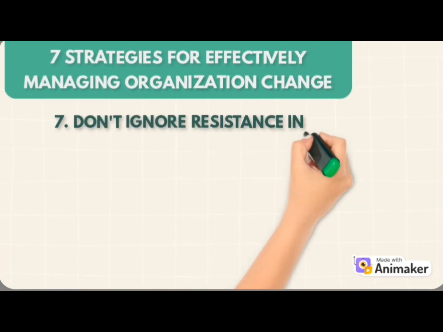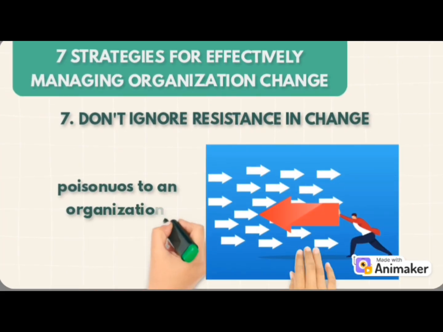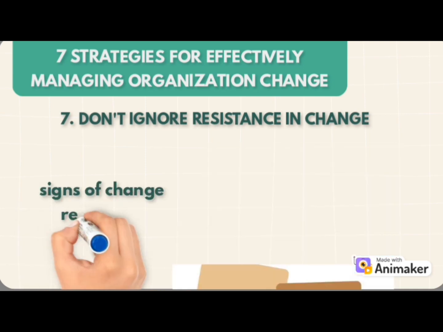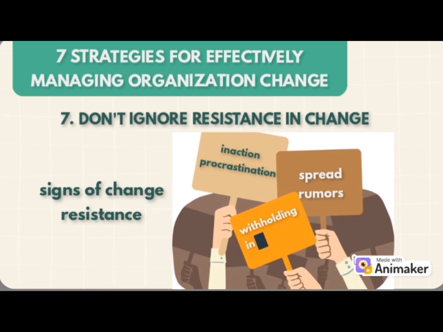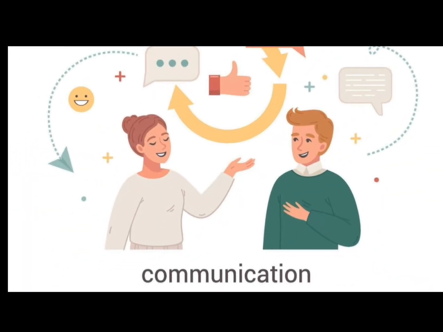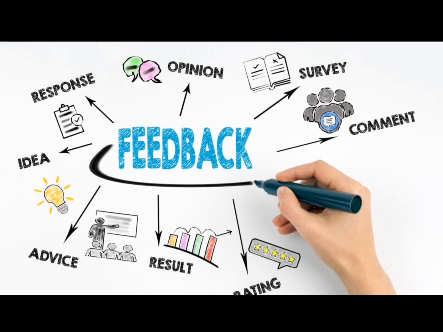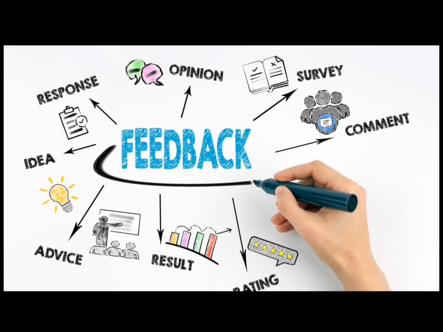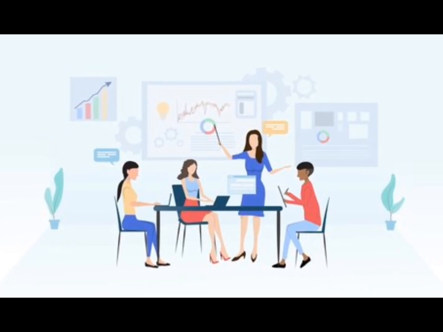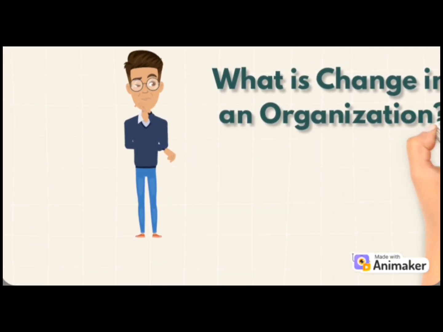Don't ignore resistance to change. Change resistance is poisonous to an organization's transformation. Resistance is much easier to address when it's identified early. Leaders should pay attention to the signs of change resistance, including inaction, procrastination, withholding information, and spread of rumors. Communication is the key to identify resistance. Create feedback loops with employees, like surveys, feedback channels, and input sessions, to proactively identify signs of resistance, then take fast action.